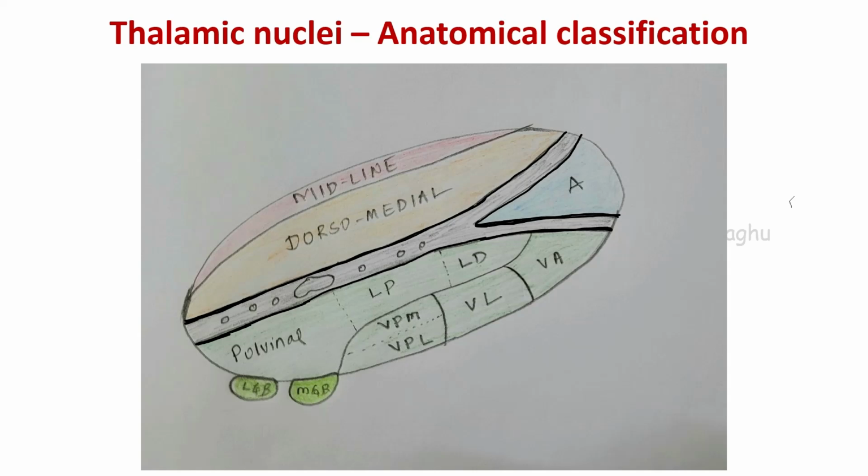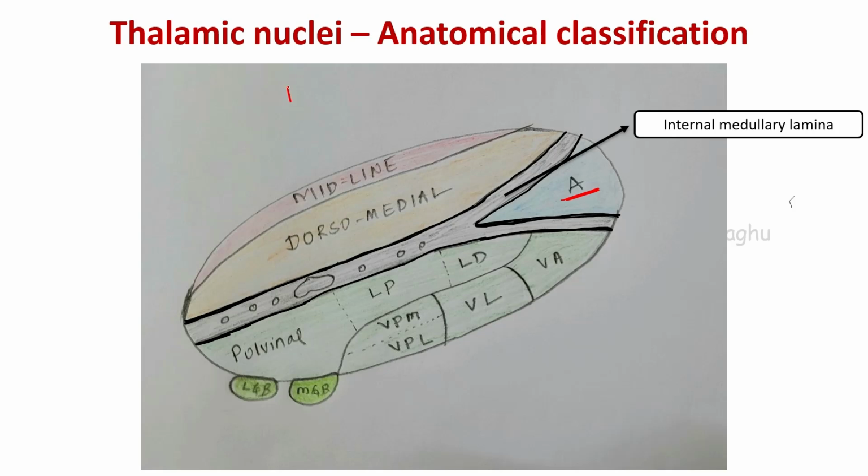As here we can see in the diagram, a Y-shaped internal medullary lamina is going to divide the entire gray matter of the thalamus into three masses of nuclei. Now within the limbs of the Y is what is called the anterior group of nuclei, and this side is the medial side of the thalamus and this side is the lateral side of the thalamus. Now medial to the internal medullary lamina, we have the medial group of nuclei, and obviously lateral to the internal medullary lamina, we have the lateral group of nuclei.